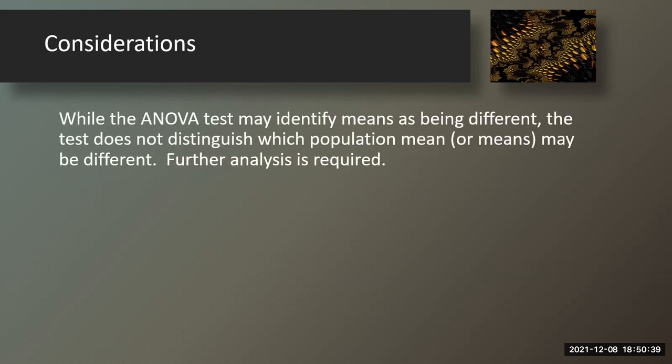Now, there are some considerations. The ANOVA test may not identify means as being different. The test does not distinguish which population mean or means may be different. Further analysis is required. So let me jump back to my other calculator screen for a moment, and we'll talk about that.